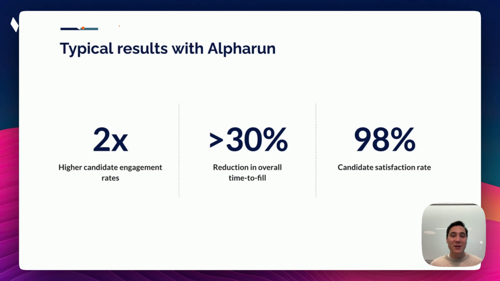So that's a very quick look at AlphaRun. Our customers often see candidate interview rates more than double and time to hire shrink by 30% or more, all while candidates show a 98% satisfaction rate.